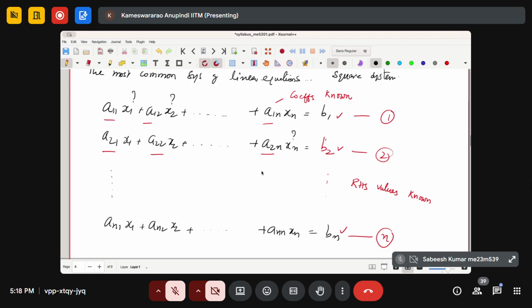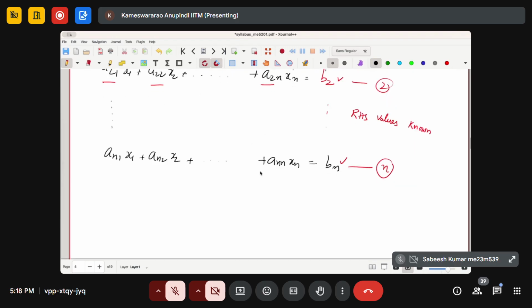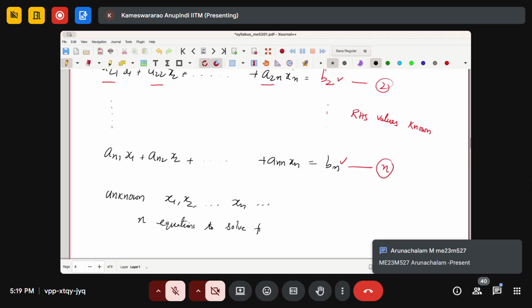So essentially what we have is n unknowns, which are x1, x2, all the way to xn. And then we have n equations to solve for these n unknowns, right? We have n equations to solve for n unknowns.